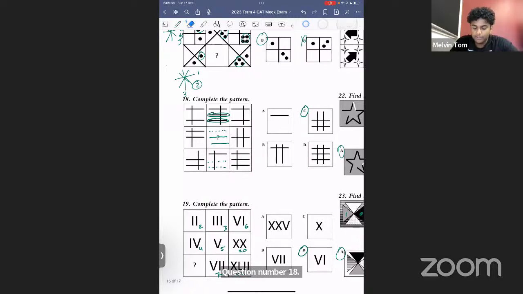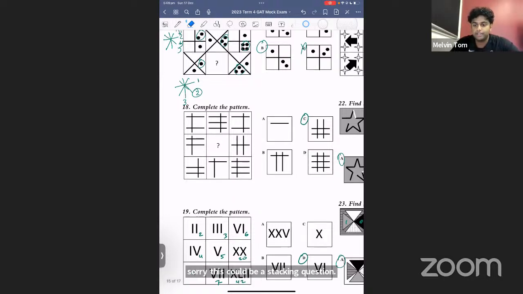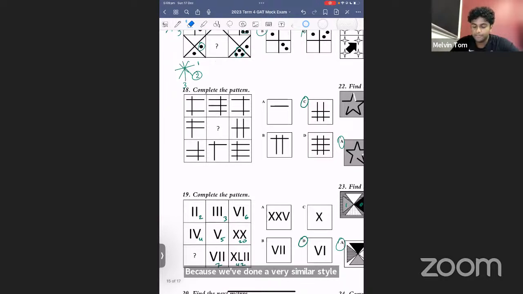Again, when you see a question like question number 18, you should realize in your head that this could be a stacking question, because we've done a very similar style question multiple times before. So you should straight away think, oh yeah, this has to be one of those overlapping sort of questions. So let's take a look down the row. The top line. So these two overlap. Oh, they disappear. There's a bottom line here, no bottom line here, it appears. Middle line, no middle line appears.